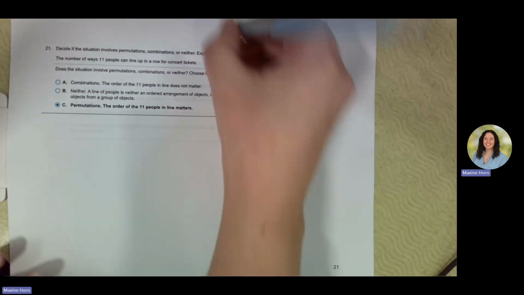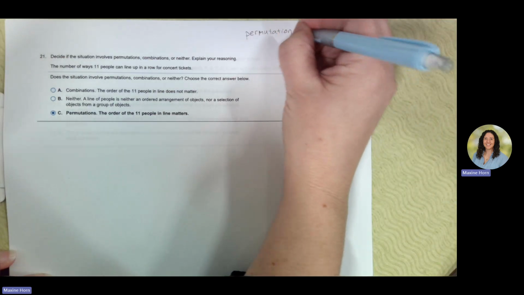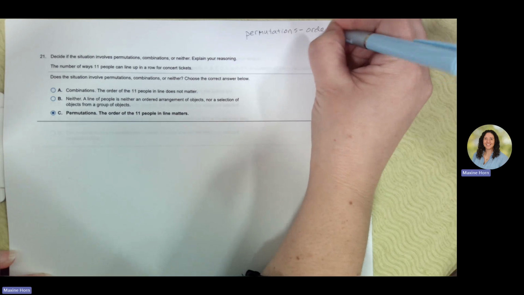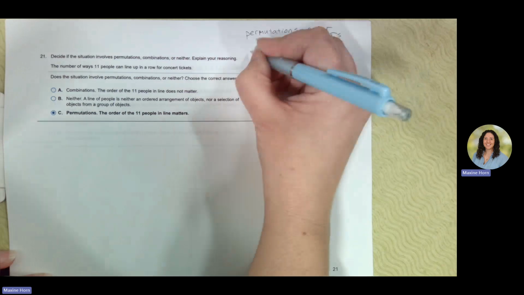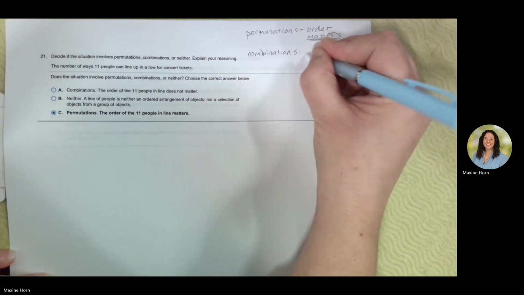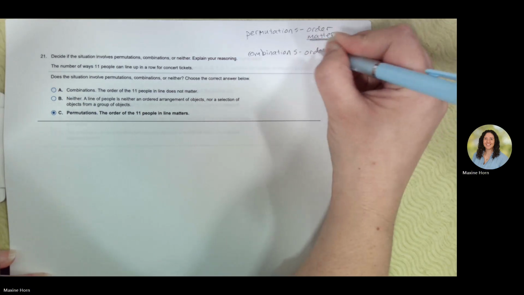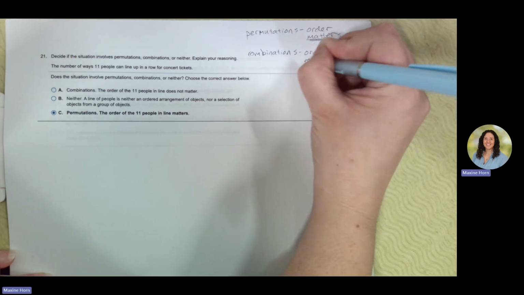All right, number 21. Decide if the situation involves permutations, combinations, or neither, and explain your reasoning. Okay, so quick vocab reminder: permutations, the order matters. Order matters. Combinations, the order doesn't matter. Order, it's an E, doesn't matter.